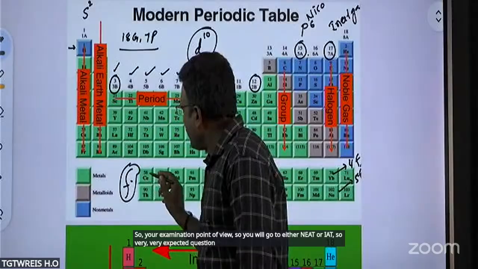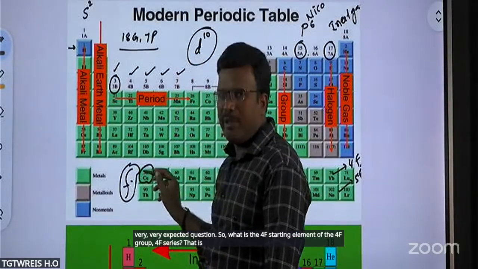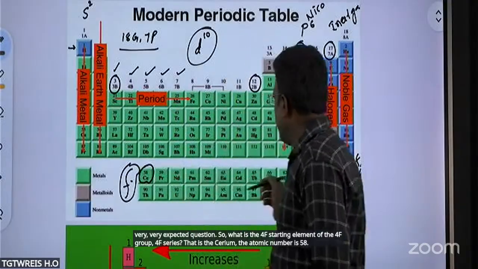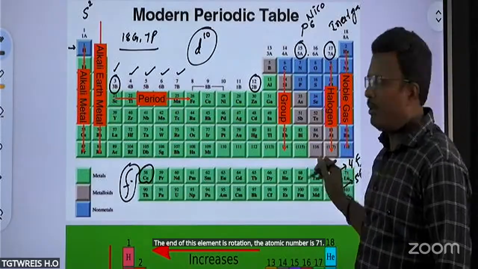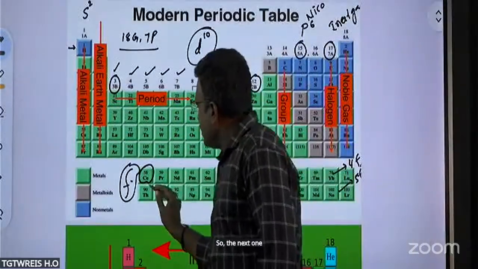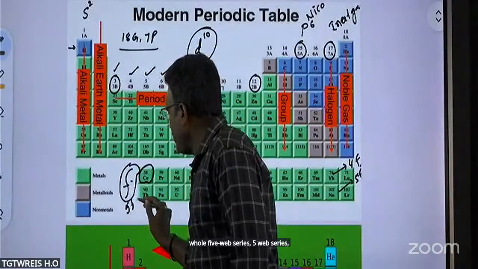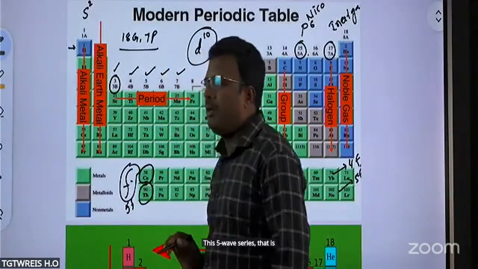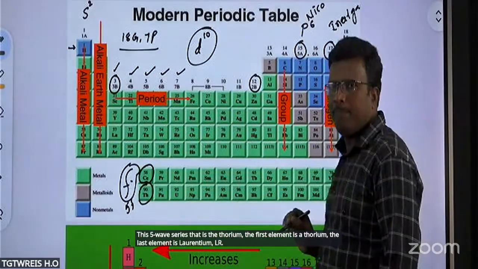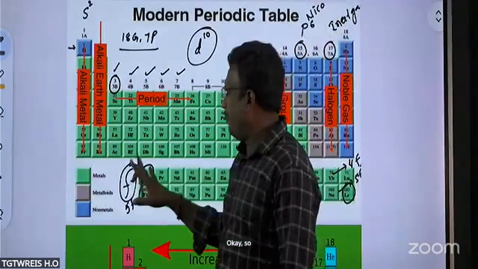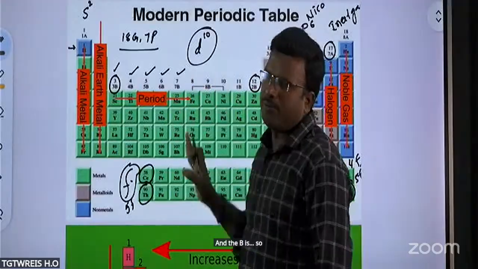What is the starting element of the 4F series? That is cerium, atomic number 58. The last element is lutetium, atomic number 71. Next, the 5F series: the first element is thorium, and the last element is lawrencium, Lr. So these are the F block elements, and together S, P, D, F.